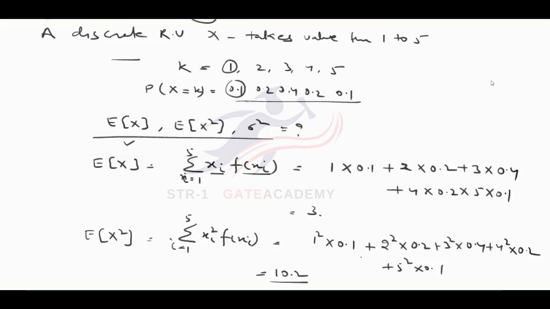For variance, m2 minus m1 square, where m2 is 10.2 and m1 is 3, so its square gives 1.2, which is our variance. That's all for random variables. Now, in the new lecture, we start digital communication.